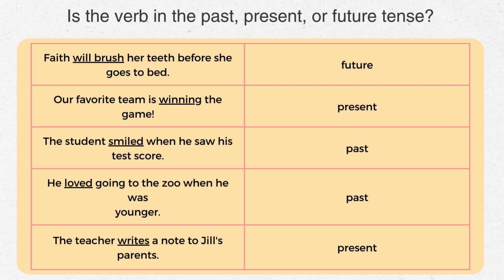Faith will brush her teeth before she goes to bed. Will brush has that clue word of will, so we know that it's in the future tense. Our favorite team is winning the game. Winning is in the present tense. The student smiled when he saw his test score. Smiled has that suffix or ending letters of ed, so I know it's in the past tense.